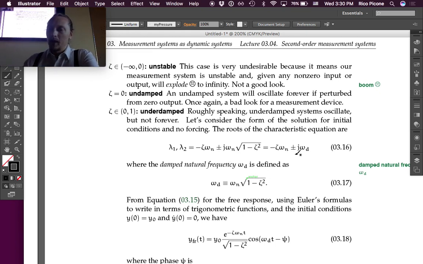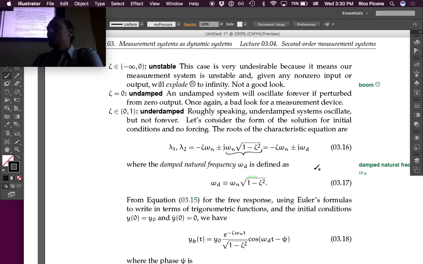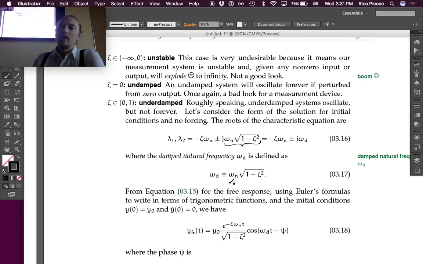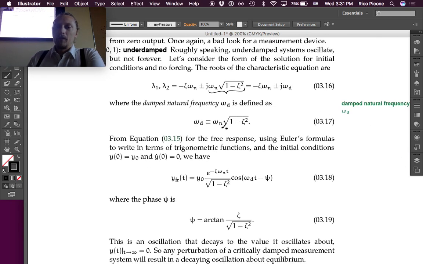So negative zeta omega n plus or minus, and we call this term the damped natural frequency, omega d. And as we'll see, that's the actual frequency at which the system responds when it's in free response. So if you want to be a little bit more precise, it's not the natural frequency, it's the damped natural frequency. If it's totally an undamped system, it does respond at the natural frequency, but any underdamped system will respond at the damped natural frequency. So notice how close it is to omega n. It depends on how close zeta is to 0, right?